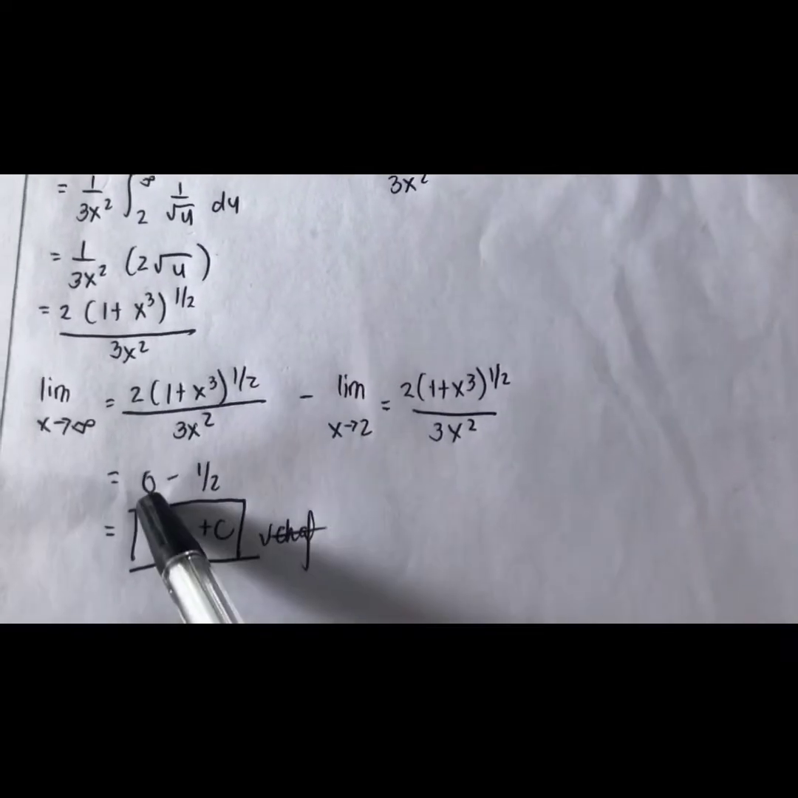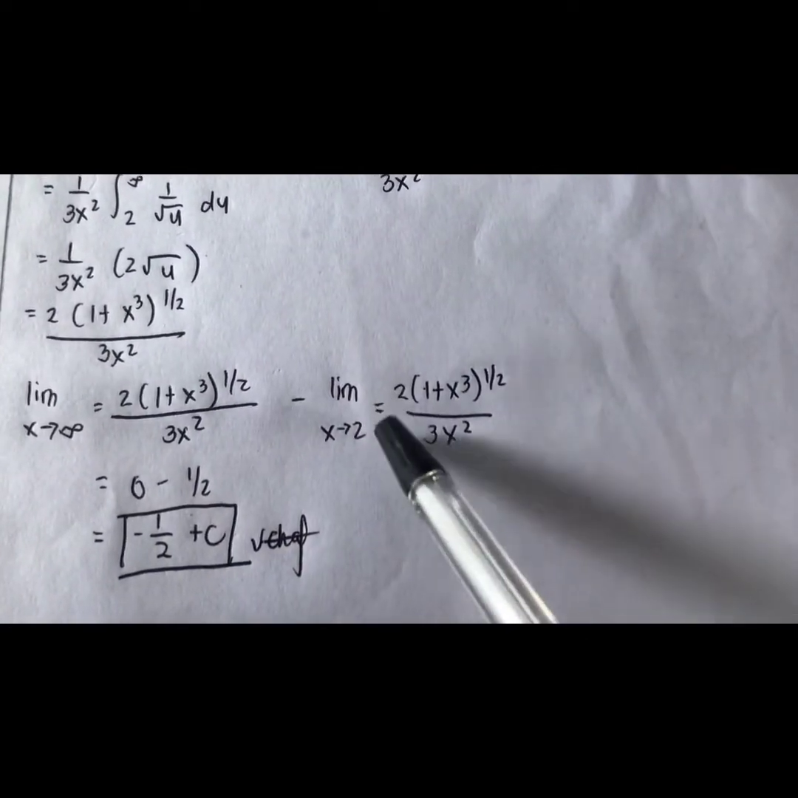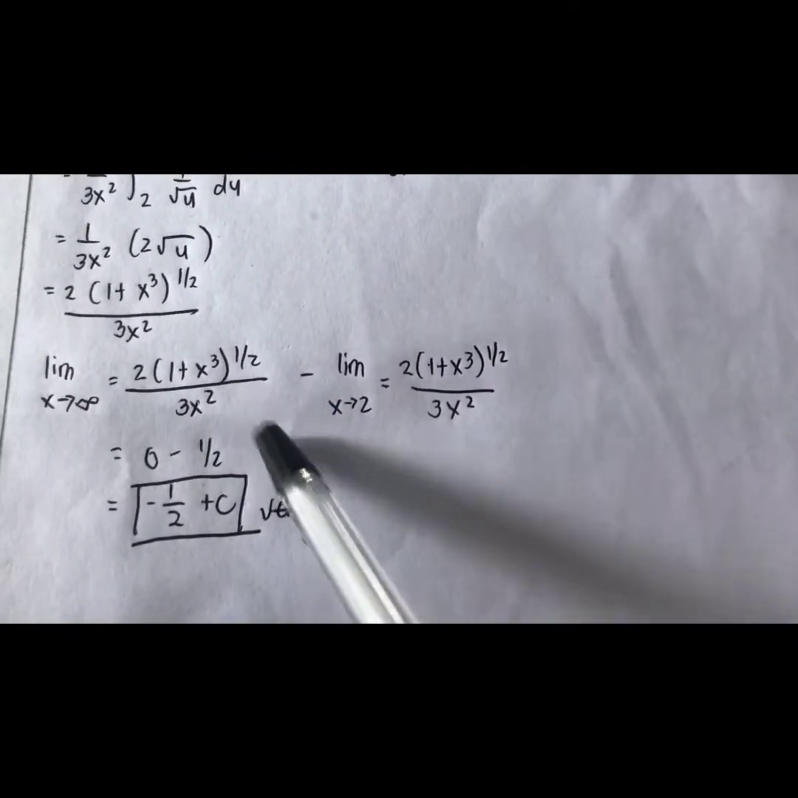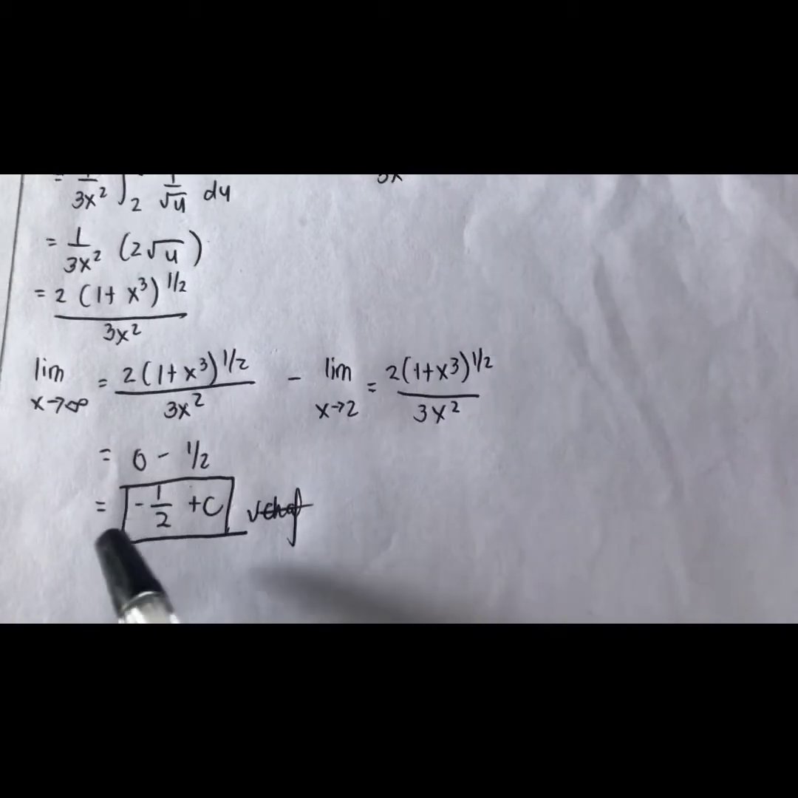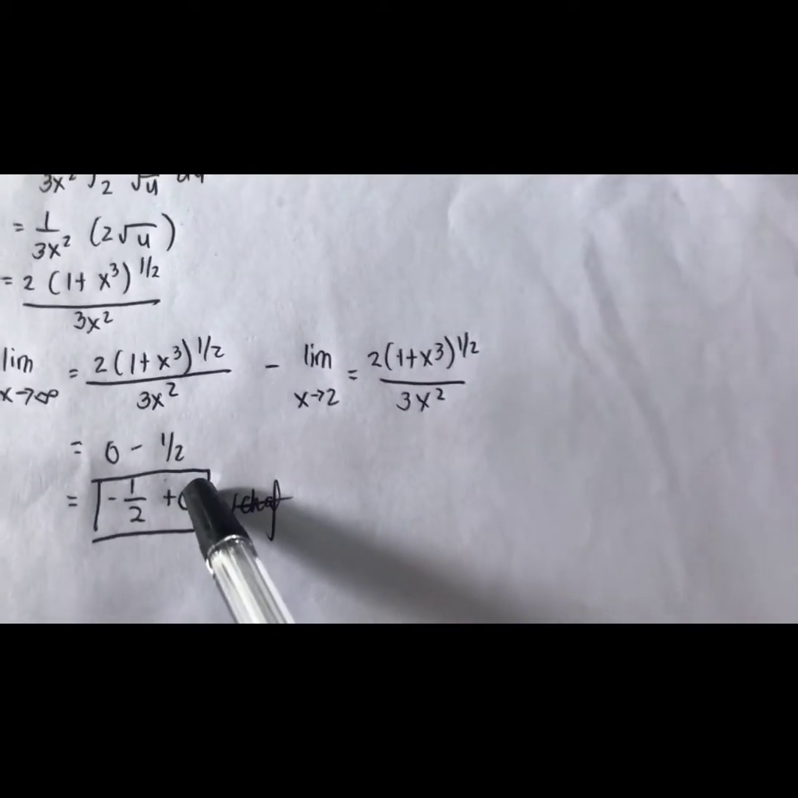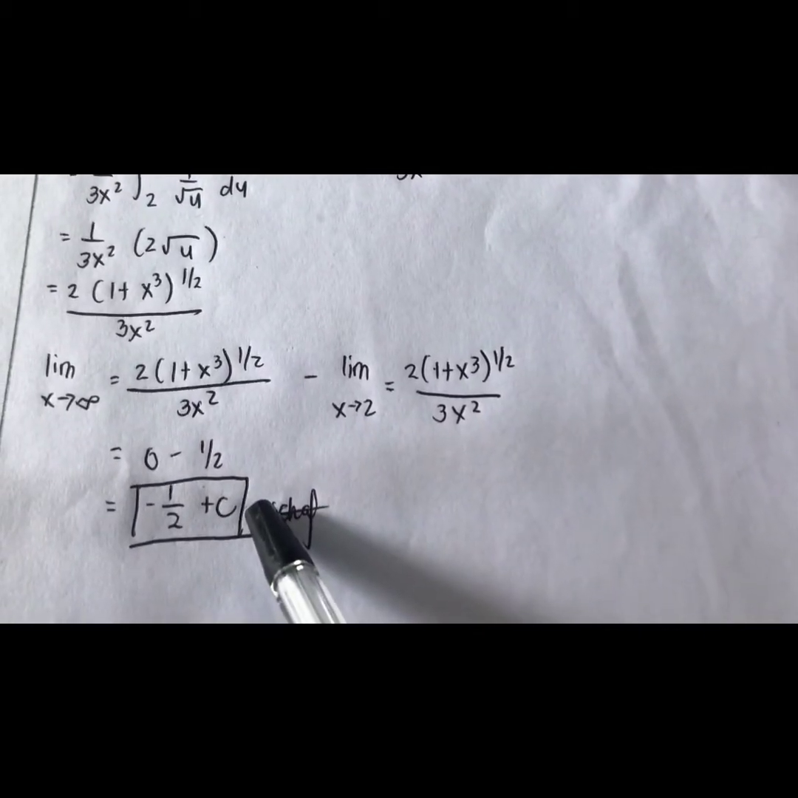Now, if we're going to solve this one, the answer would be 0. And if we're going to solve this one, the answer is 1/2. So 0 minus 1/2 is equal to negative 1/2 plus our constant c. And that will be the answer of number 2.